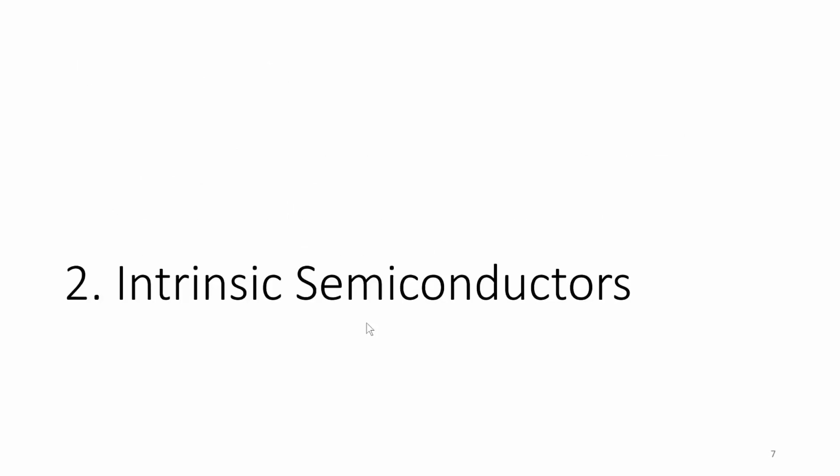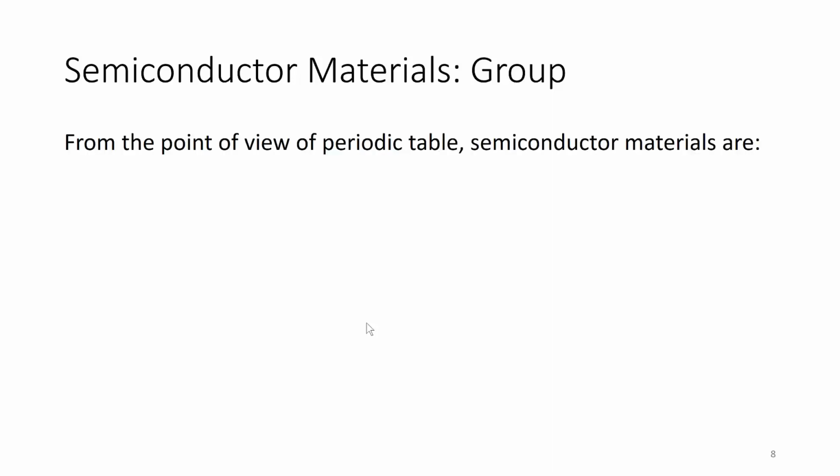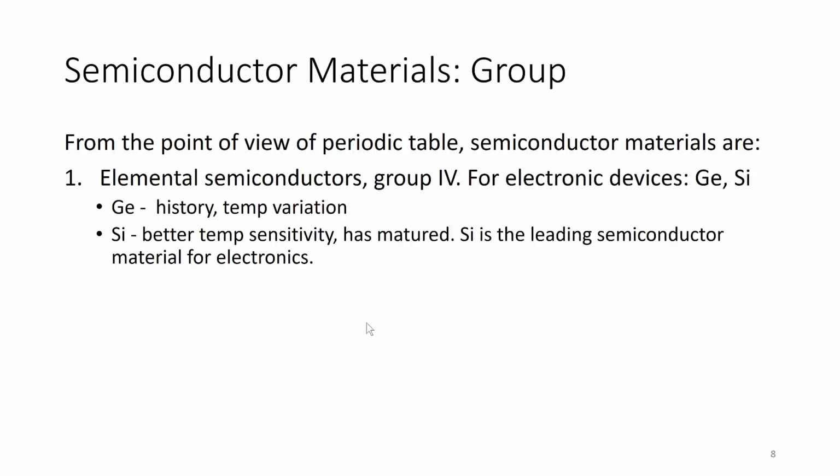So first we'll have a look at intrinsic semiconductors, and before we have a look at that, let's look at semiconductor materials based on their group from the point of view of the periodic table. Semiconductor materials are either elemental semiconductors, which are usually group 4. So for electronic devices, the common ones are germanium and silicon.